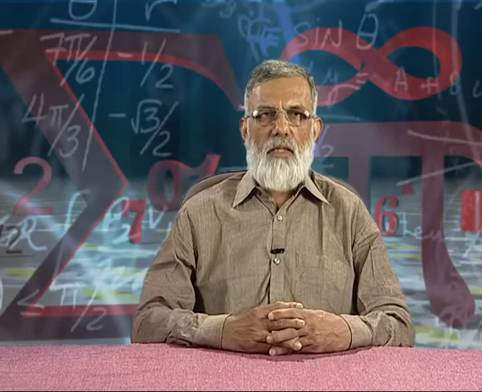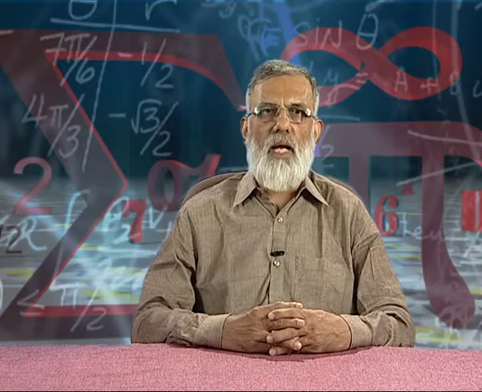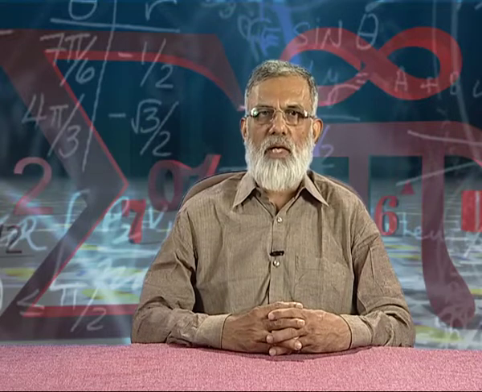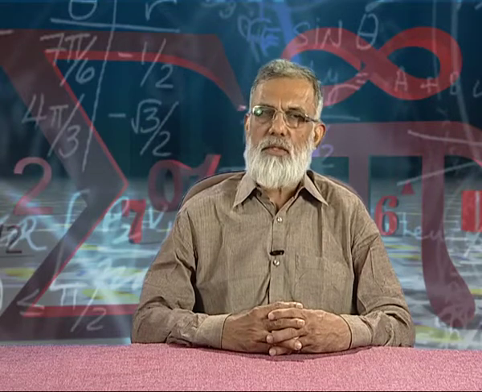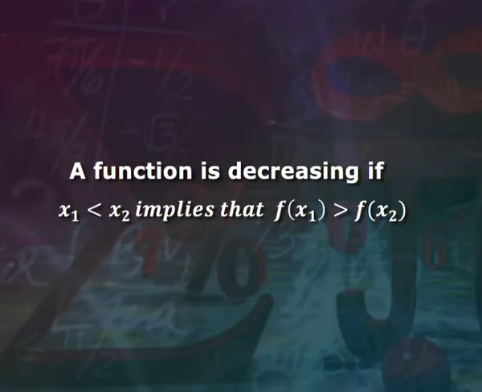Similarly, if a function produces successively smaller and smaller values when we take successively larger and larger values from the domain, we say that the function is monotonically decreasing or simply decreasing, that is, a function is decreasing if x1 less than x2 implies that f(x1) is greater than f(x2).